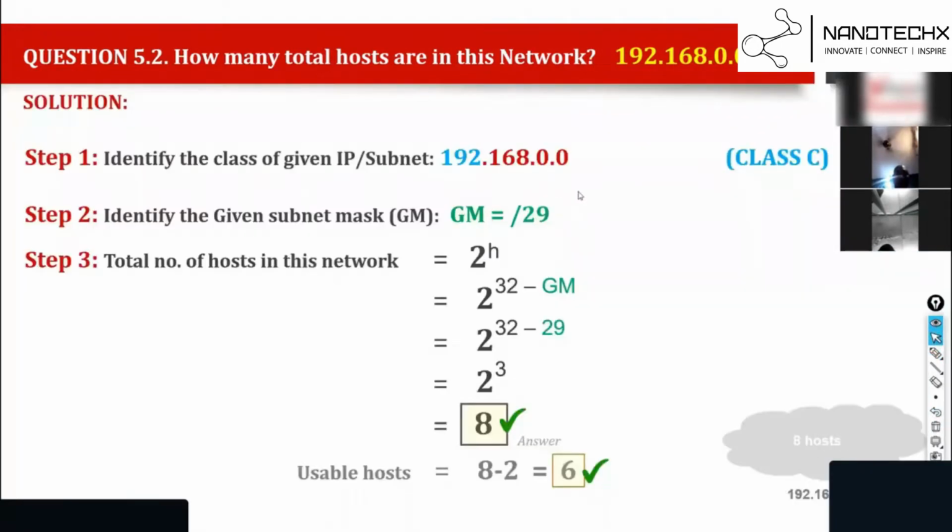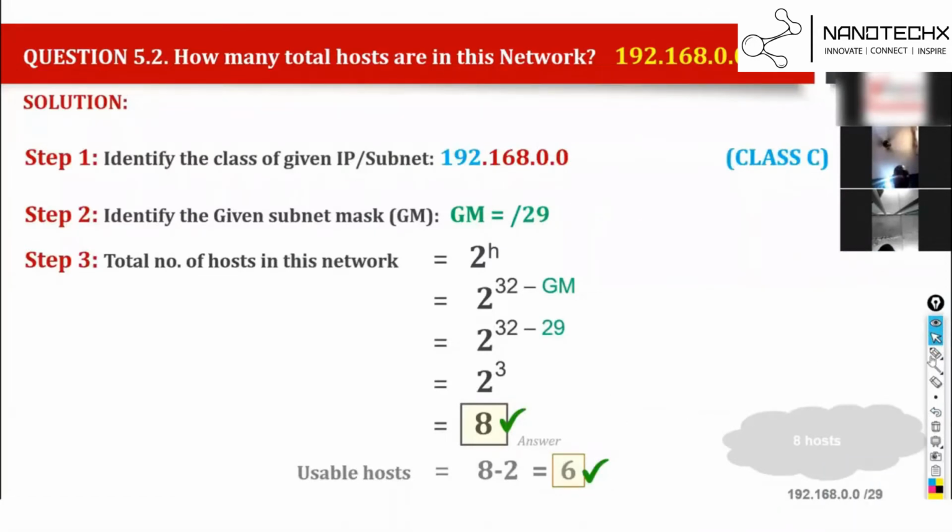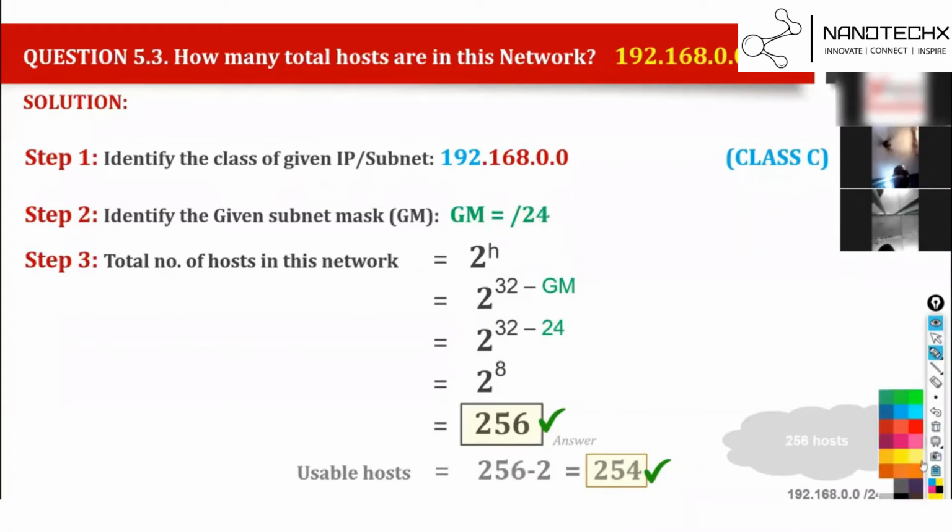Right, so let's go through another example. This is the example which I have just solved with you: 192.168, given mask is this one. 32 minus 29 is 2 raised to power 3, which is 8, and 6 usable. Very simple. Okay, great.